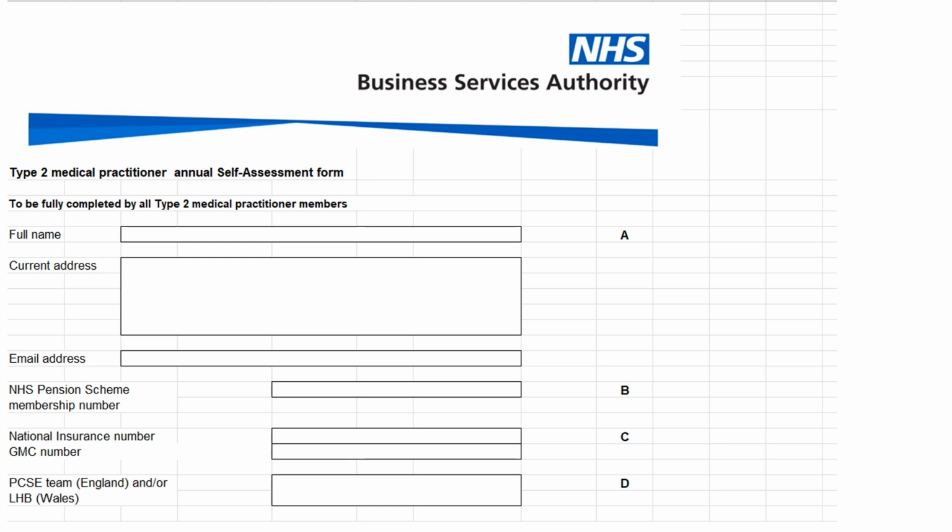You can complete the form yourself, or you can obviously share it with your advisor or accountant for them to complete on your behalf. You will see on the personal details tab, the first tab of the form, that it requires your name, your address and your email address, and then importantly your NHS pension scheme number, your national insurance number and your GMC number. Then you also enter PCSE in box D.